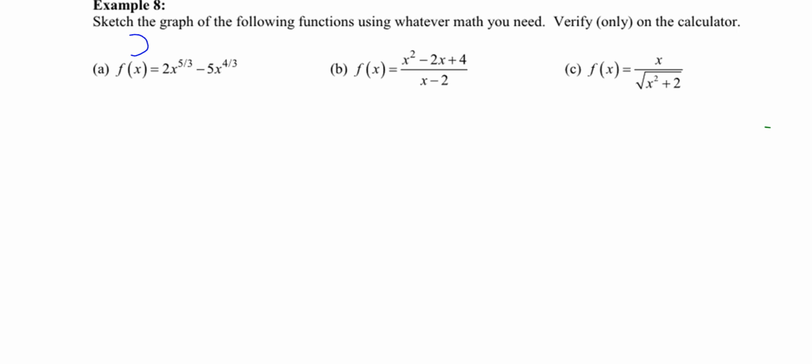So I'm going to note first in this one, the domain's all real numbers.